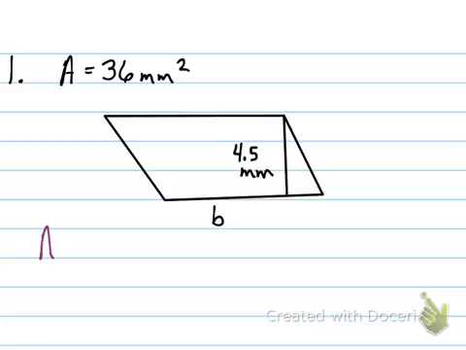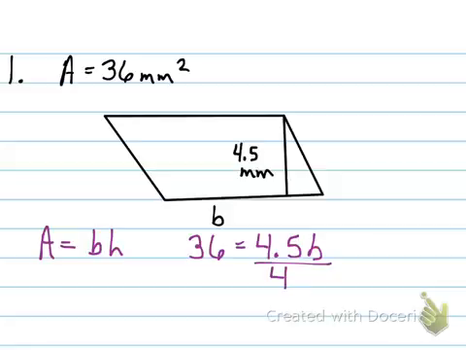Alright, so start off with original problem. A equals BH. A is 36. So 36 equals 4.5B. And what do I do to solve for B? Divide both sides by 4.5. Did you show your work like this? Yes, ma'am. Okay, make sure you show your equation correctly. And then B equals 36 divided by 4.5.